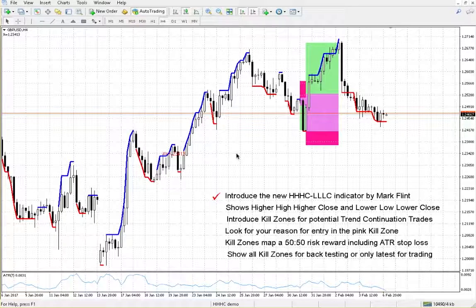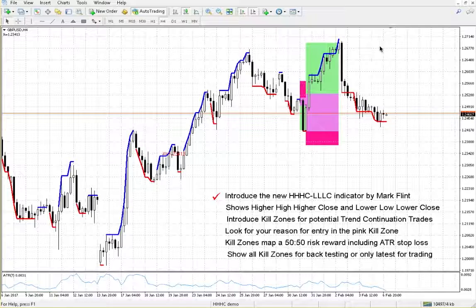So to wrap up, let's just talk a little bit about trend continuation kill zones. With this indicator, we can draw automatically our pink kill zone. What that really means is we're looking for a reason to enter a trade inside our pink kill zone. We know that if we're bullish, we're looking for a pullback into our pink kill zone, and then looking for our reason for entry that meets our trade plan rules. The indicator has drawn out a stop loss for us, which is in red, and it's drawn out a target.